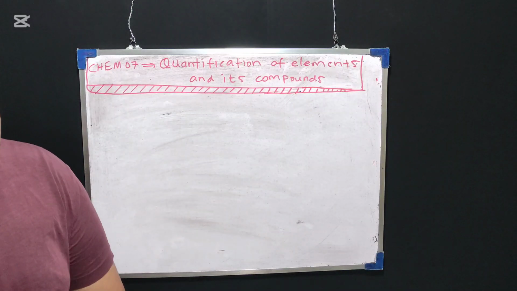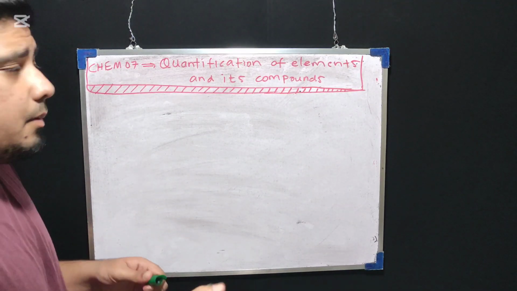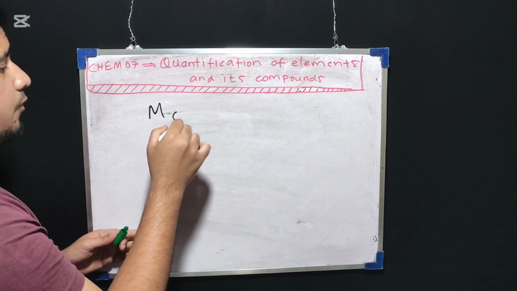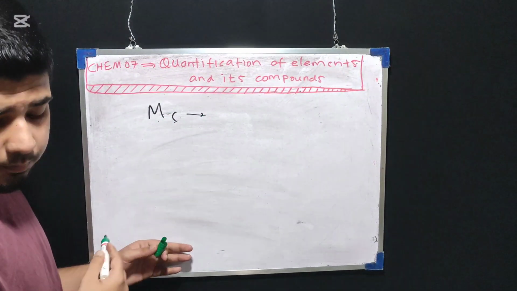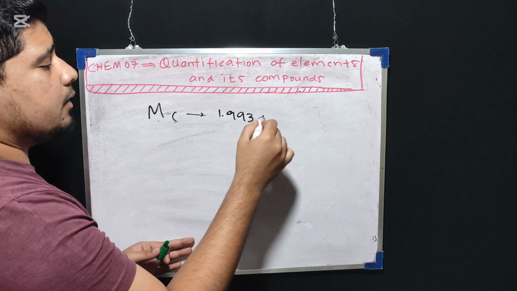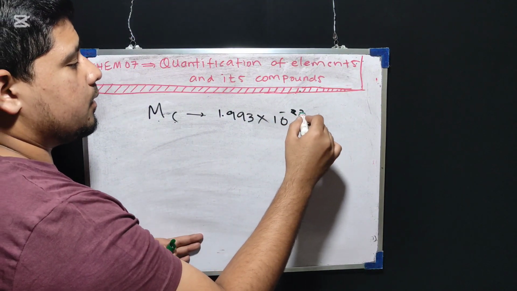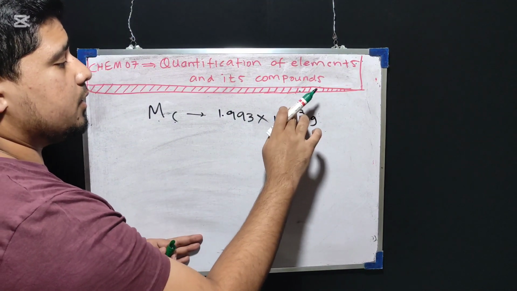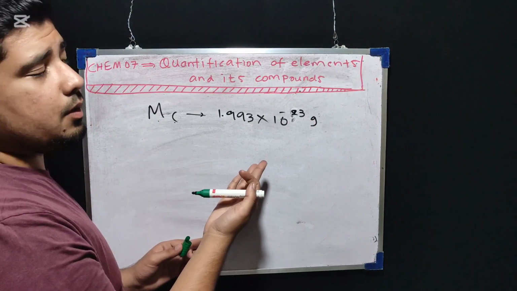Now, for example, let me take the mass of a carbon atom. I'm using this symbol. Mass of carbon atom. What is the mass of a carbon atom? 1.993 into 10 to the power minus 23 gram. 10 to the power minus 23 gram. You couldn't even imagine this number, right? This is a very small number.